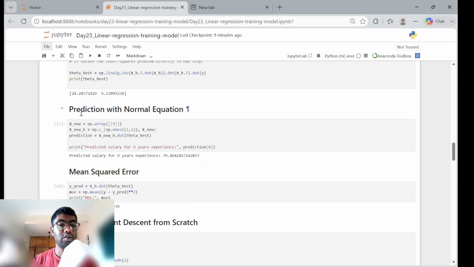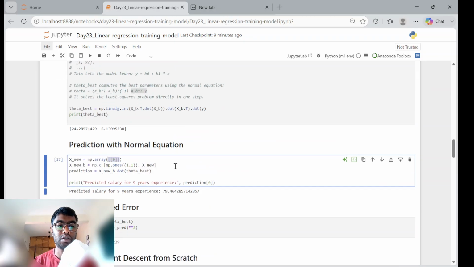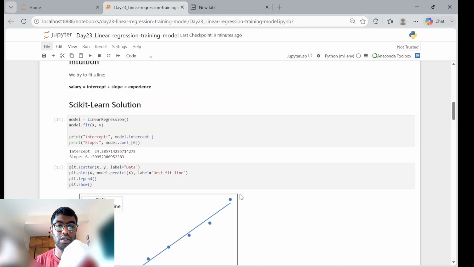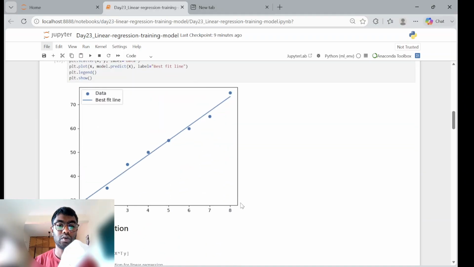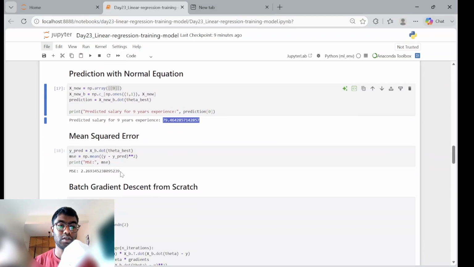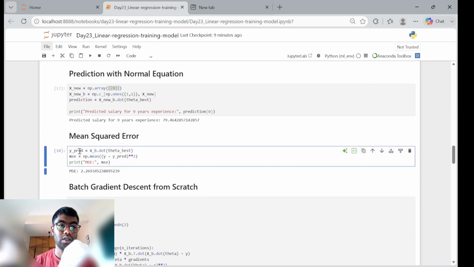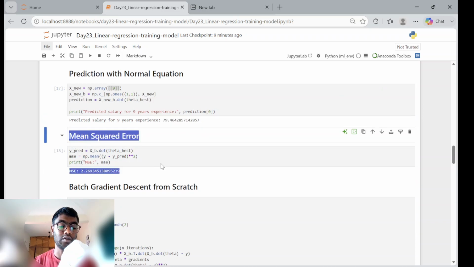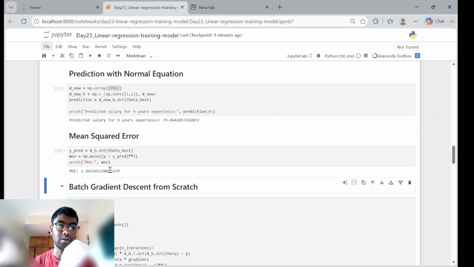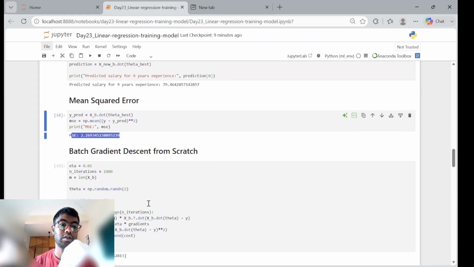Next thing is we also predict for a value, let's say a value 9, which is around 79 or 80, that's what it shows. So consider some prediction around this one. And there's also a mean squared error calculation with some points being deviated, so we get around 2.7 or something like this, right?